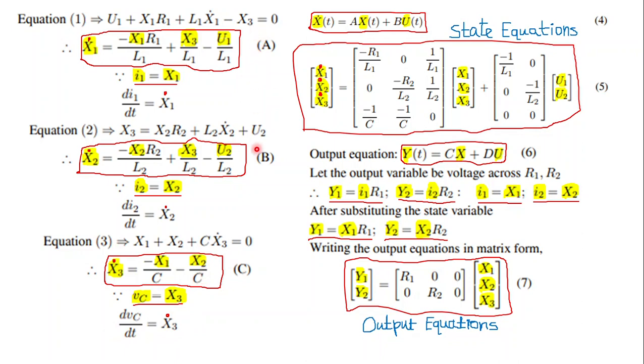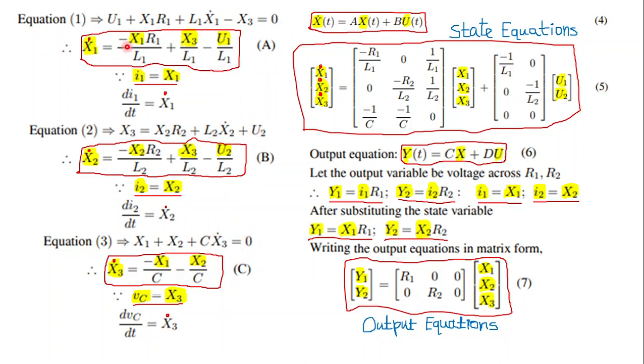So equations A, B, C, that means these three equations are called state equations. How many state equations are there? Three state equations. How many state variables? Three state variables. Therefore, three energy storing elements, three state variables, so three state equations. You can see in all three state equations, the derivative of the state variable is expressed in terms of states and input. So x1 dot is expressed in terms of x1, x3 and u1. x2 dot in terms of x2, x3 and u2. x3 dot is expressed in terms of states. Here input doesn't come because of the nature of the equation.